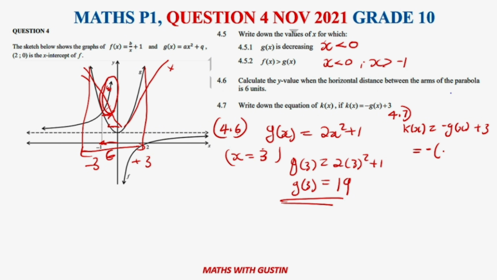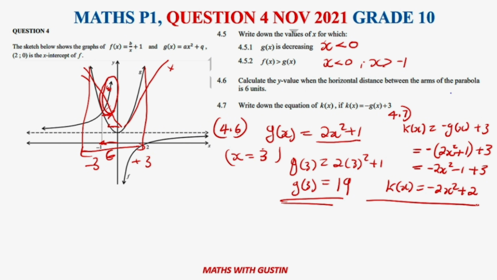Negative, but you must put it in the brackets, guys. This g of x is referring to this whole equation here. You just take it and substitute it there, squared there. I forgot to put the square, plus 3. The only trick here is the negative, guys. Then you multiply everything by the negative. Squared minus 1 plus 3. Therefore, k of x is going to be equal to minus 2x squared plus 2. And that's how you would get the answer to this one as well.